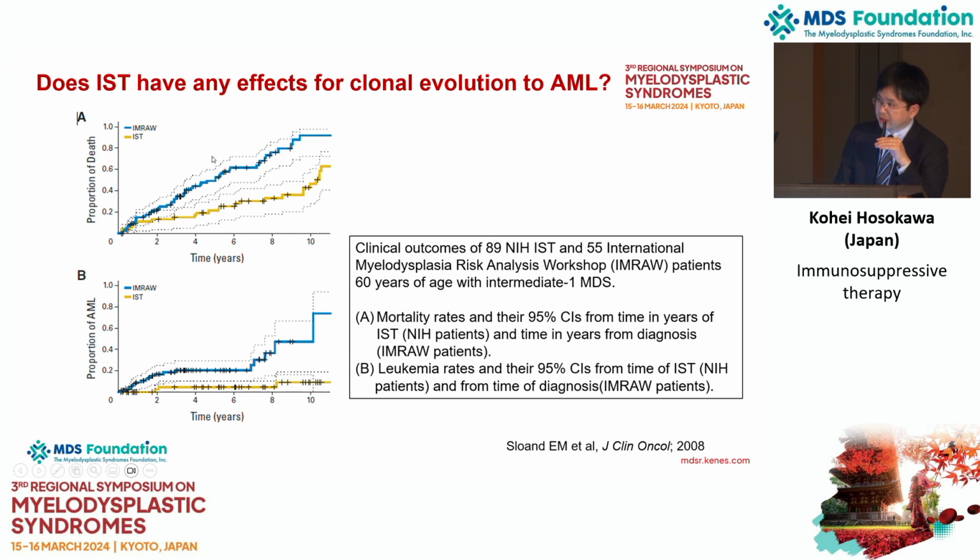The final question is, does IST itself have any effect on clonal evolution to AML? This is a bit of an old study, but they compared the mortality rates and the leukemic progression rate between similar age-adjusted and disease-adjusted MDS patients, and the proportion of AML tended to be lower in the patients treated with IST. So it is likely that IST itself does not have any effect on clonal evolution in MDS patients.